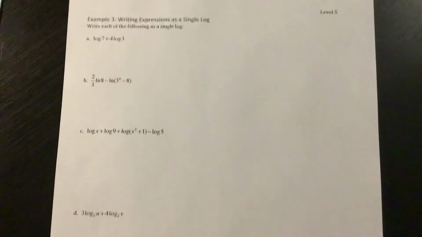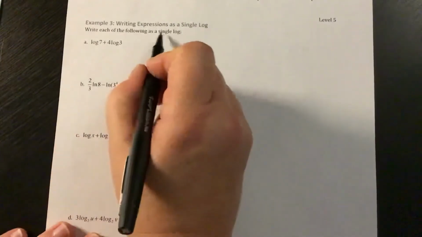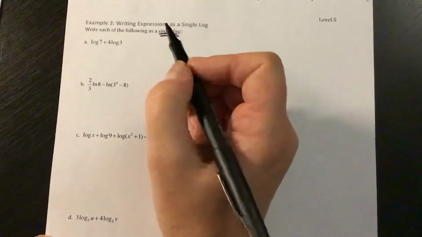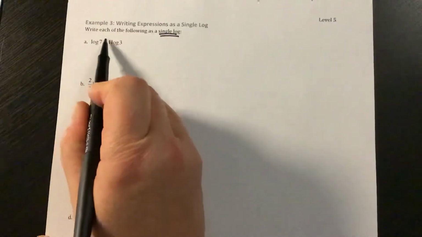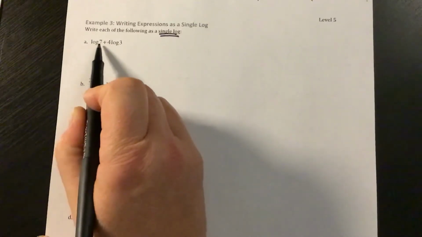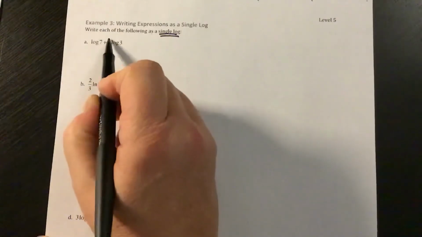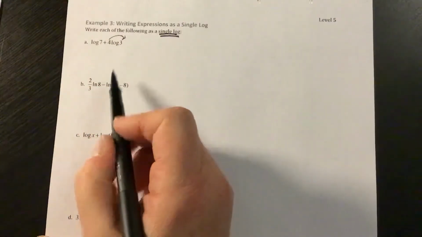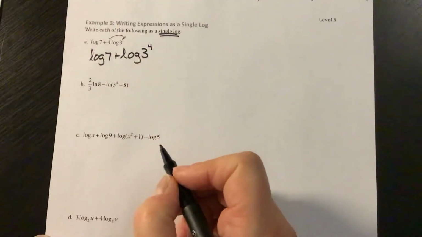In this next part, we're going to go the opposite way. We are going to take multiple terms and write them as a single log. So that means we want to write the word log just one time. All right, so noticing that I have a plus in between these terms, that tells me that I'm going to multiply those numbers together. But before I do that, notice I have this 4 here. That becomes the exponent to this 3. So this is log 7 plus log 3 to the 4th power.